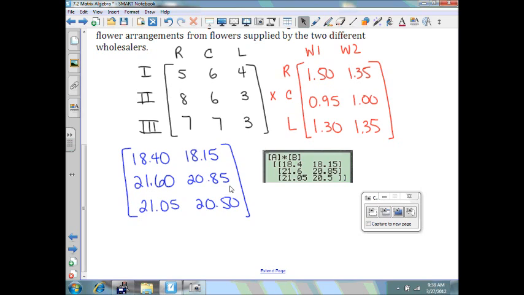So there's how we have it. So these are the flower arrangements. Wholesaler 1 for arrangement 1, it's going to be $18.40. For wholesaler 1 for the second arrangement, it's going to be $21.60. For the third arrangement, it's going to cost $21.05. For wholesaler 2, for the first arrangement, it's going to be $18.15. Second arrangement, $20.85. Third arrangement, $20.50. So there you have it. Here is an applicable use of multiplying matrices.